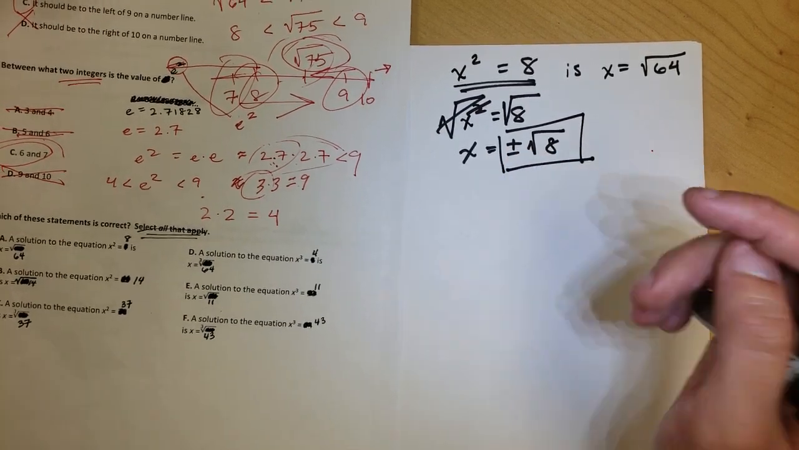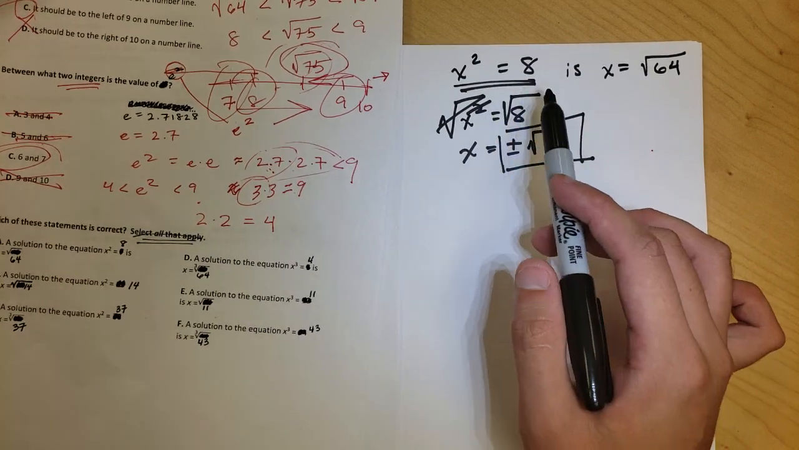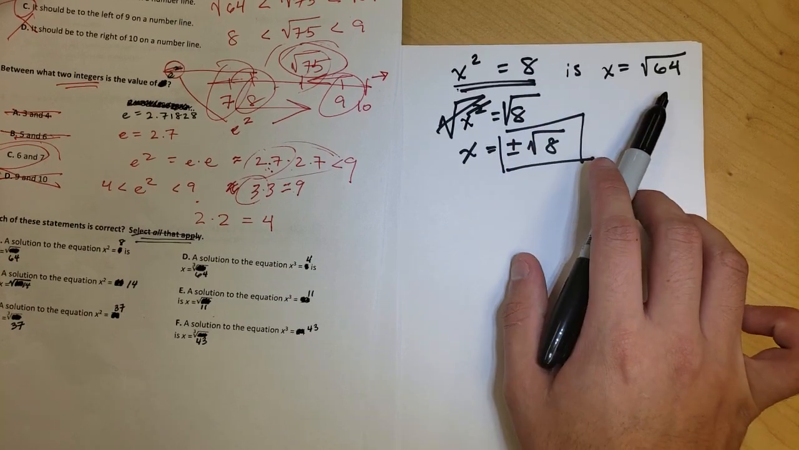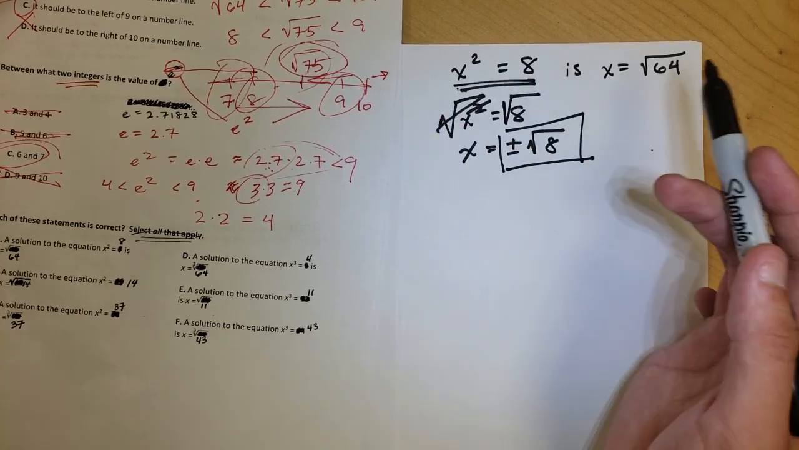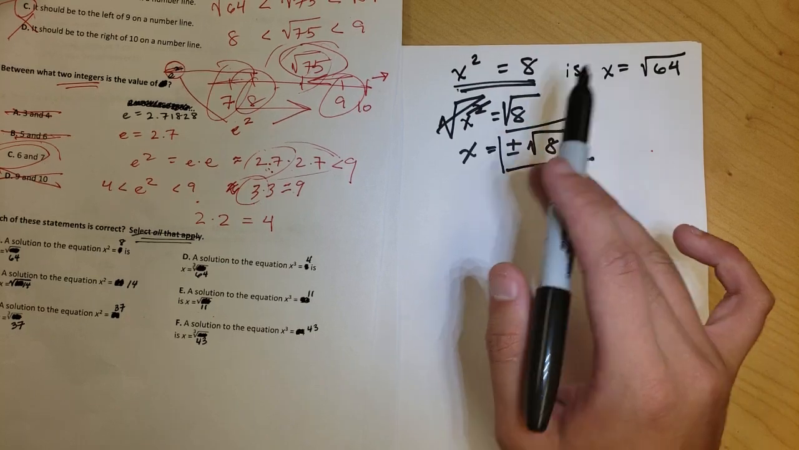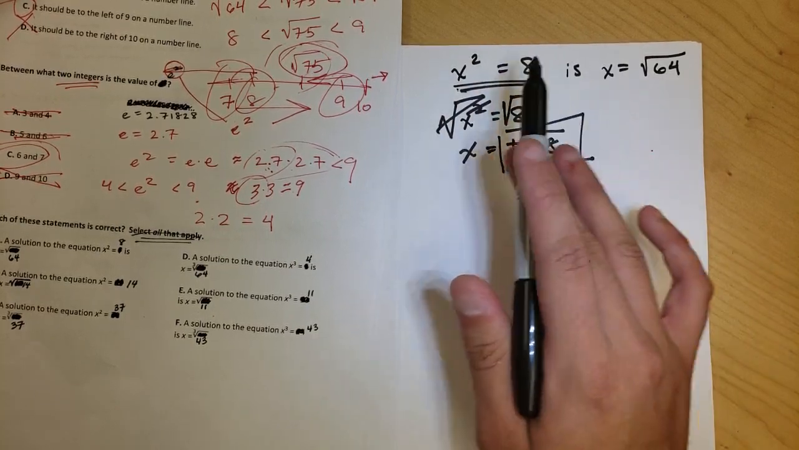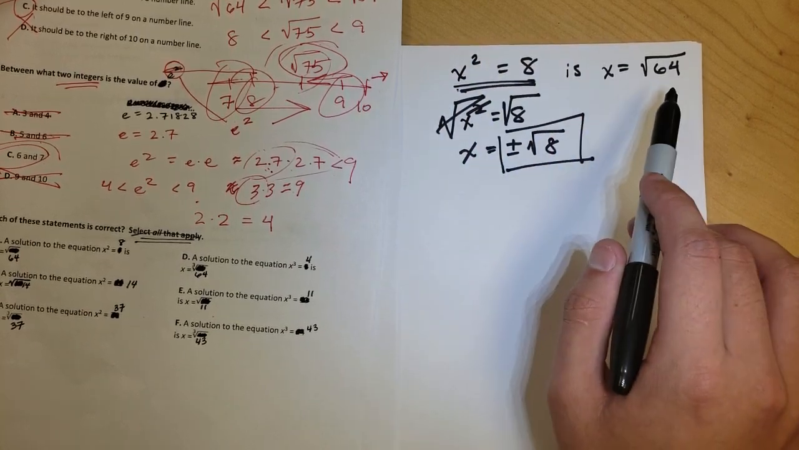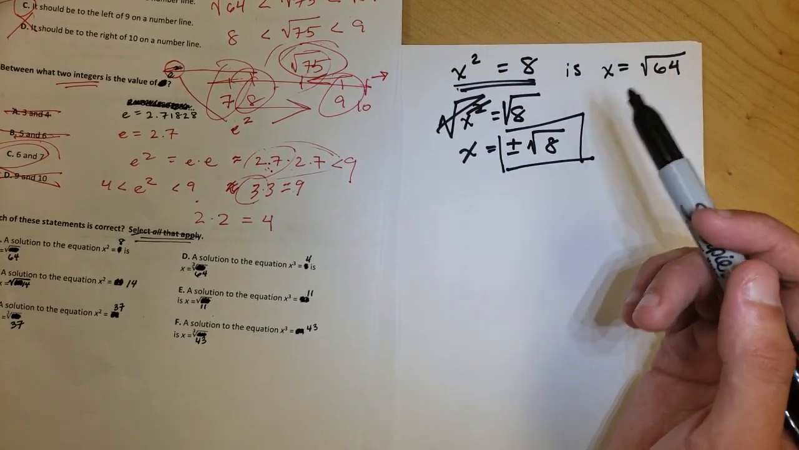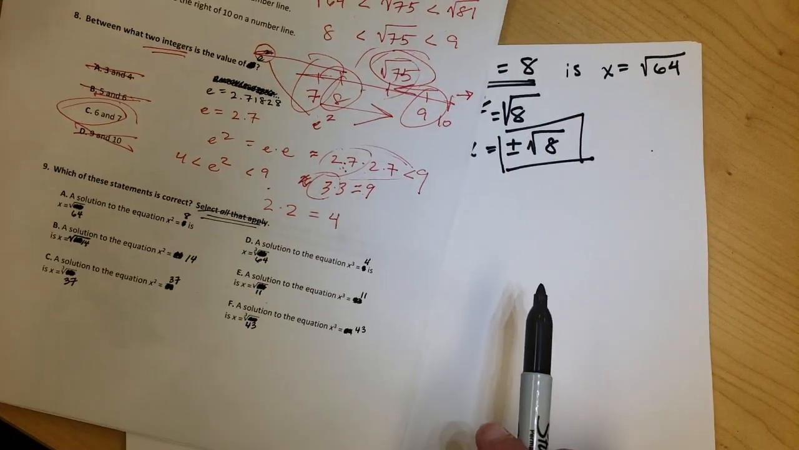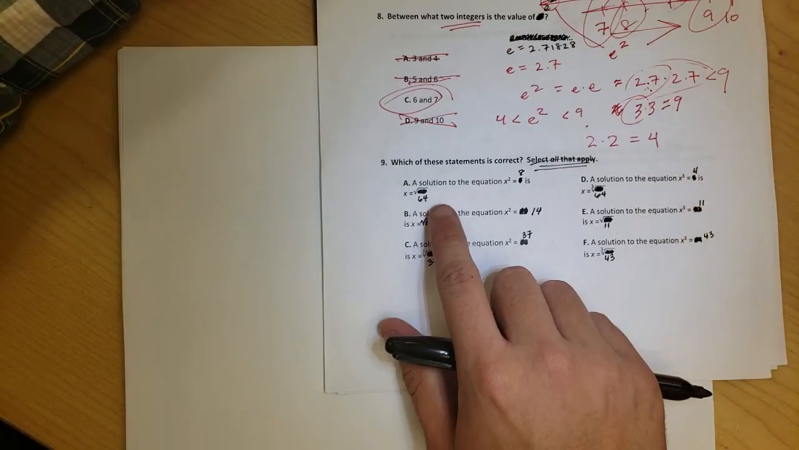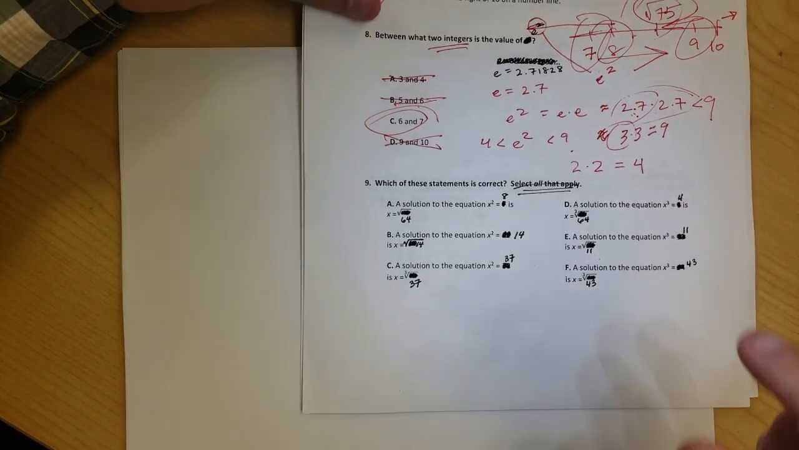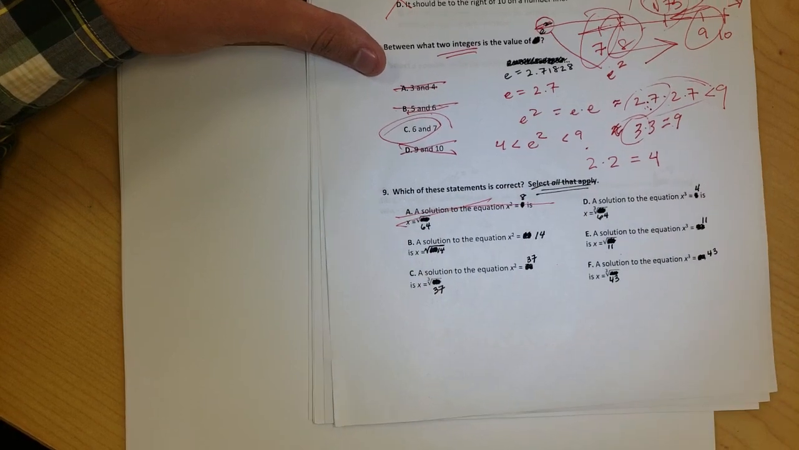Automatically, I can see how this could trick some of you. You see x squared, you see 8, you see 64, and you know that 8 squared is 64. But that's not what this is saying. They're saying that you could satisfy this equation by plugging in the square root of 64, and that's not true. So the square root of 64 is not a solution. So A is incorrect. We're not going to select it. All right, let's go to letter B and see what else is going on.